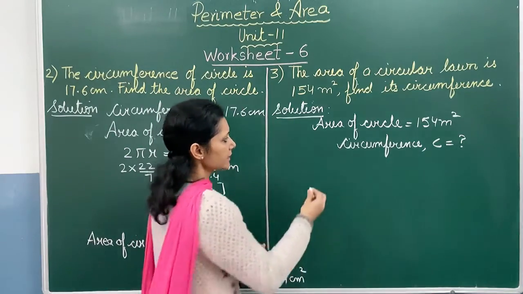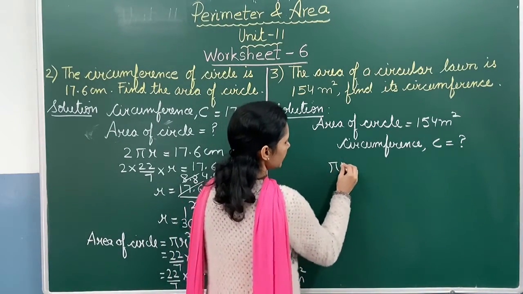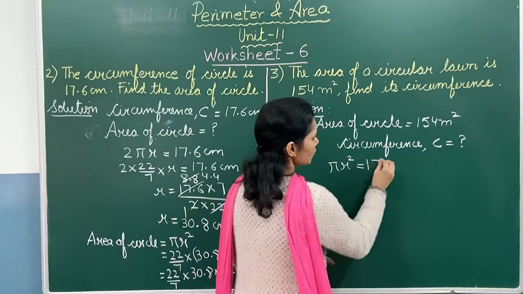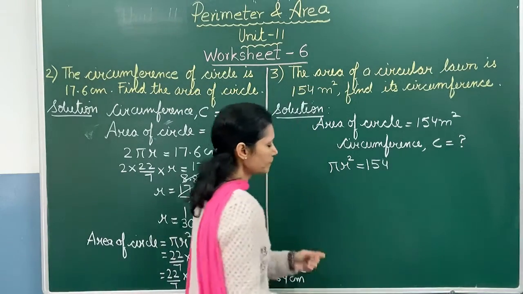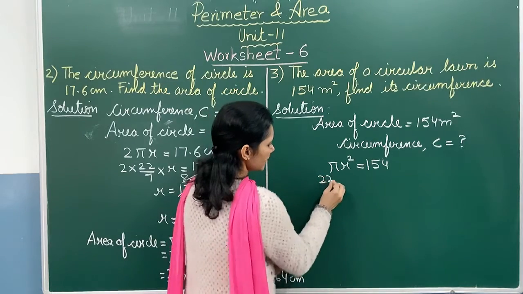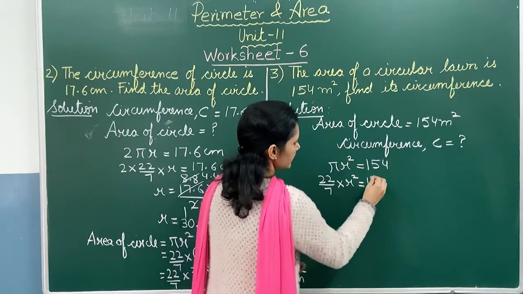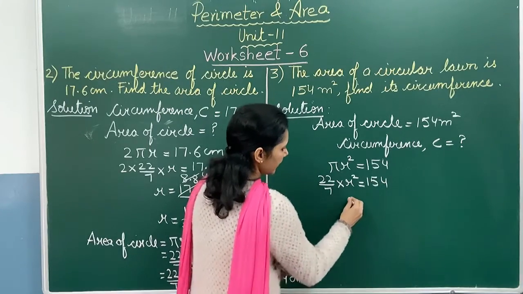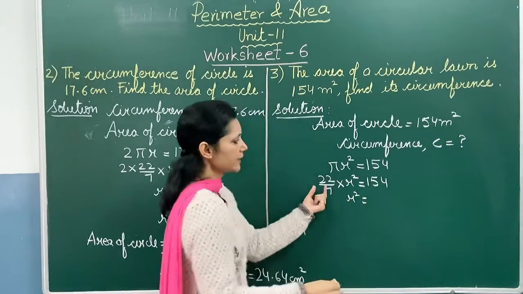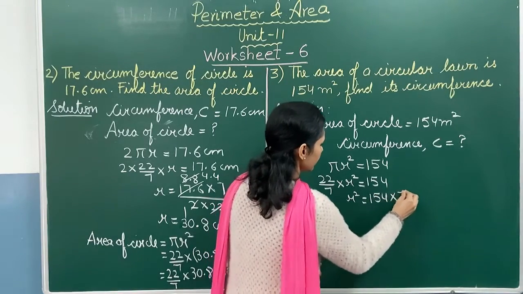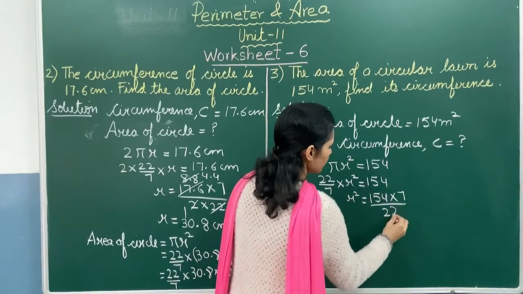Area of circle is given to us. What is the formula to calculate area? It is pi r square. So pi r square is given to us as 154. Let's put in the values. 22 upon 7 multiplied by r square is equal to 154. That means r square is equal to, let's transpose the values, 154 multiplied by 7 upon 22.